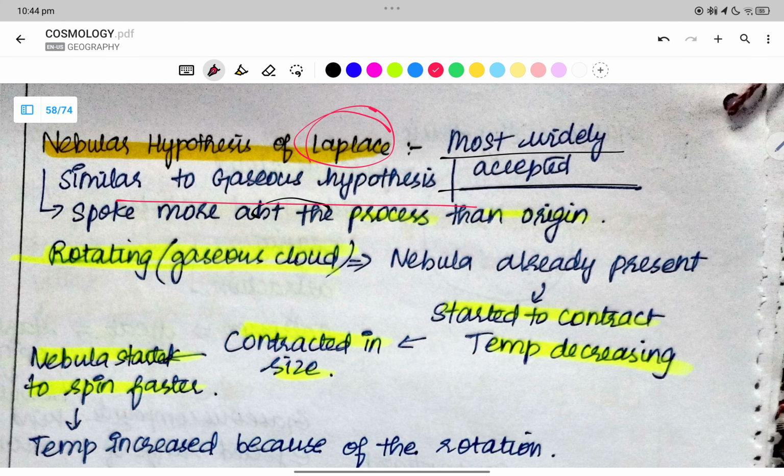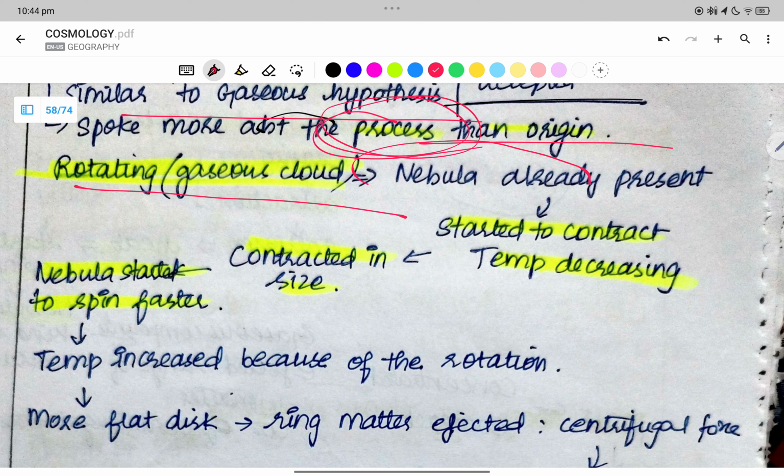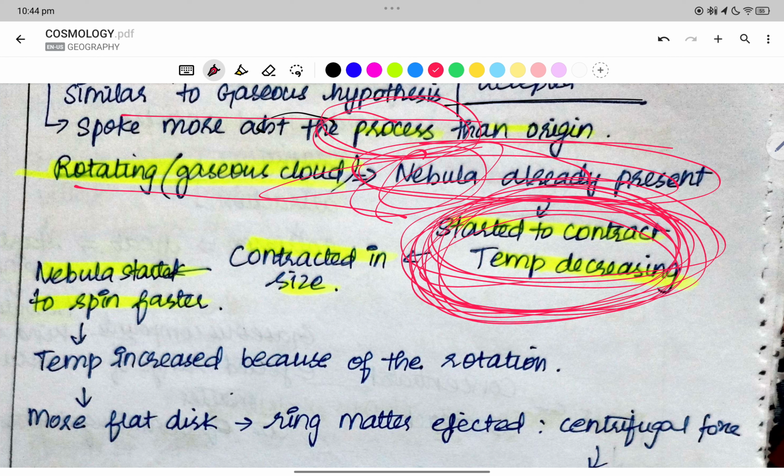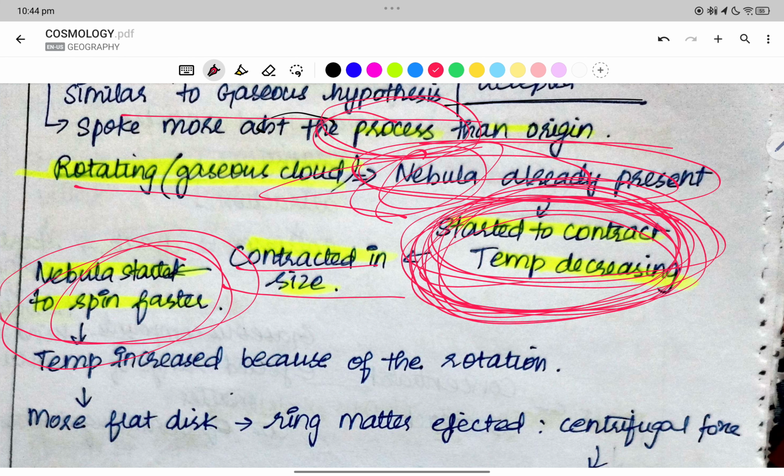It is similar to the gaseous hypothesis, but it spoke more about the process than the origin. The rotating gaseous cloud, the nebula, is already present. It started to contract and the temperature is decreasing. Contraction in size led to spinning. They are telling that initially a nebula was present, and this nebula started to contract because of the decrease in temperature, right? Contracting in size, the nebula started to spin faster.